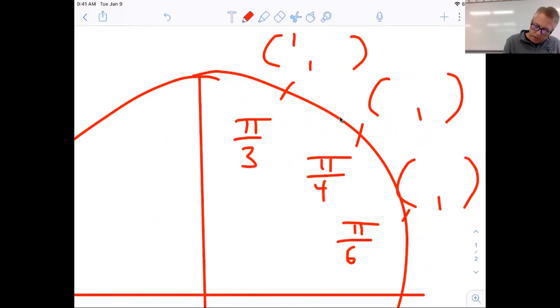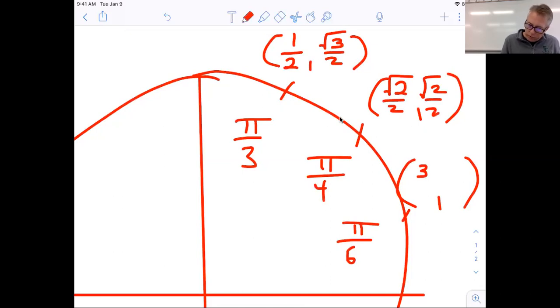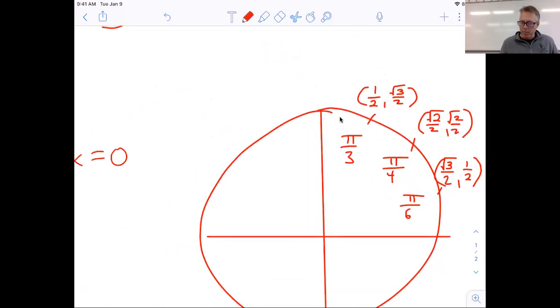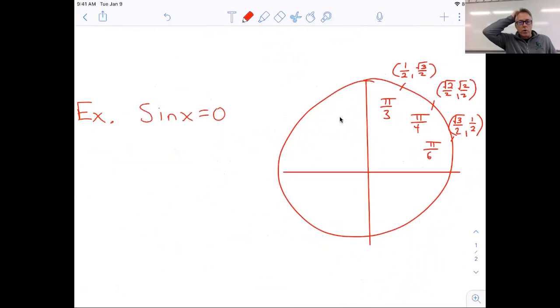Now you can remember that these numbers go 1, 2, 3 to try and help you keep your numbers straight. So that first coordinate at pi over 3 is going to be 1/2 and root 3 over 2. Pi over 4 is, I think, the easiest one to remember, root 2 over 2 and root 2 over 2. And then pi over 6 is root 3 over 2, 1/2. Because if I have those down pat, if I have my reference angles down and I can figure out what quadrant we're in, then I can solve almost all of those trig equations.